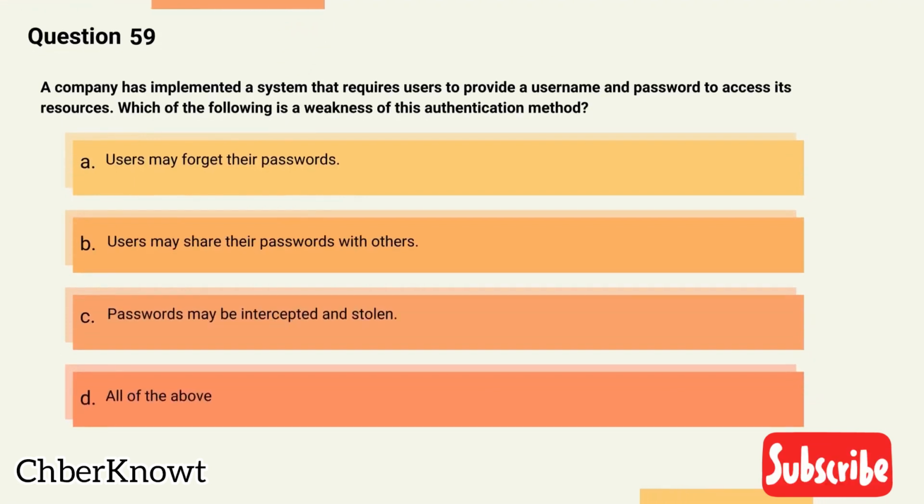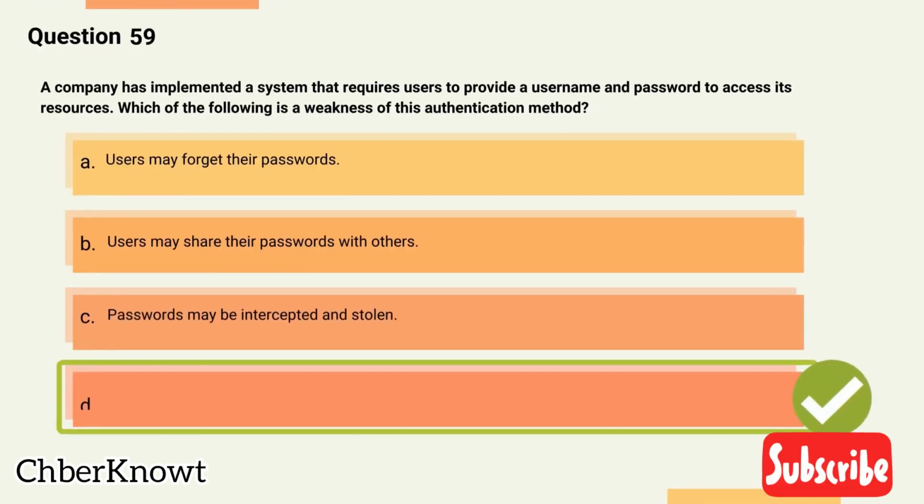Question 59. A company has implemented a system that requires users to provide a username and password to access its resources. Which of the following is a weakness of this authentication method? Option A, users may forget their passwords. Option B, users may share their passwords with others. Option C, passwords may be intercepted and stolen. Option D, all of the above. The correct answer is option D, all of the above.